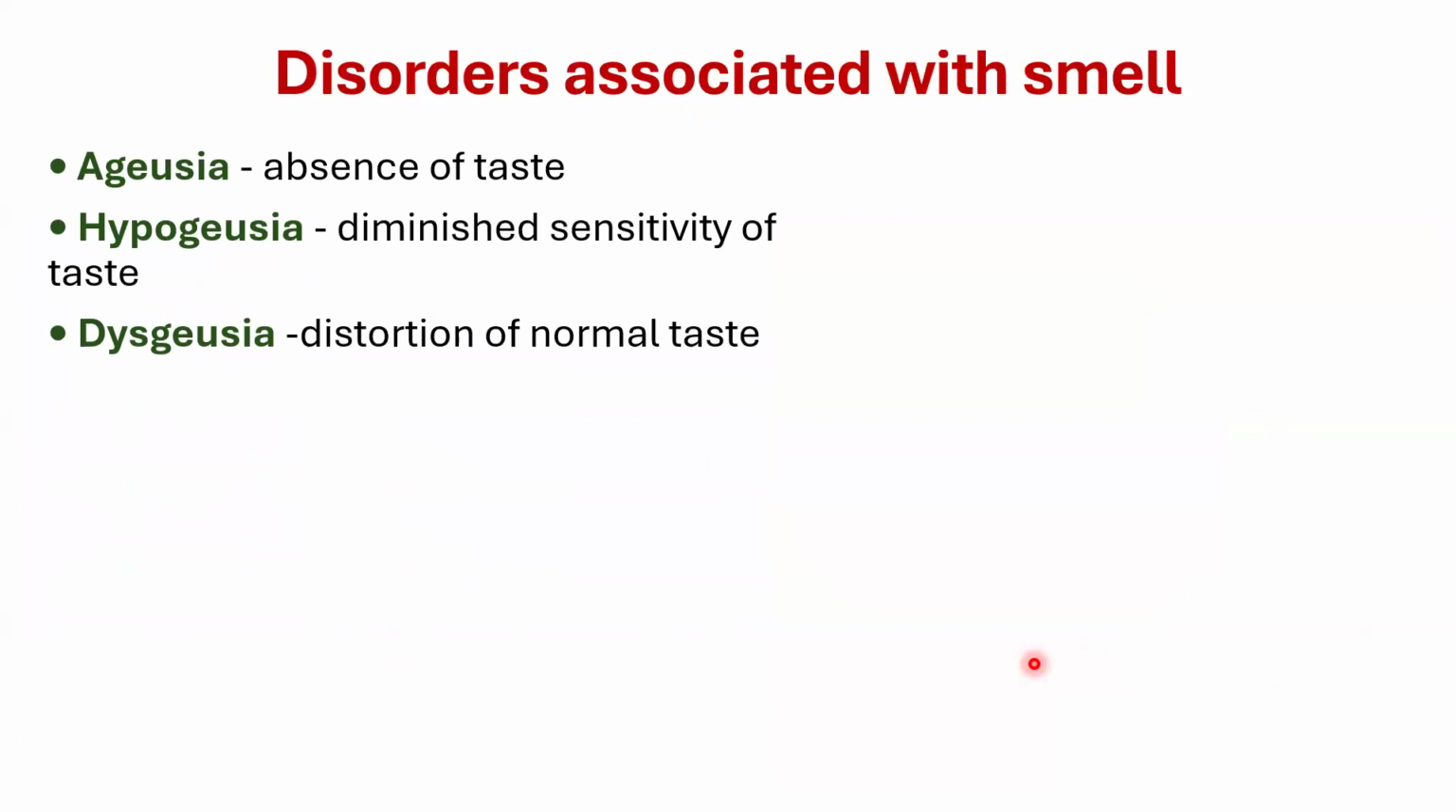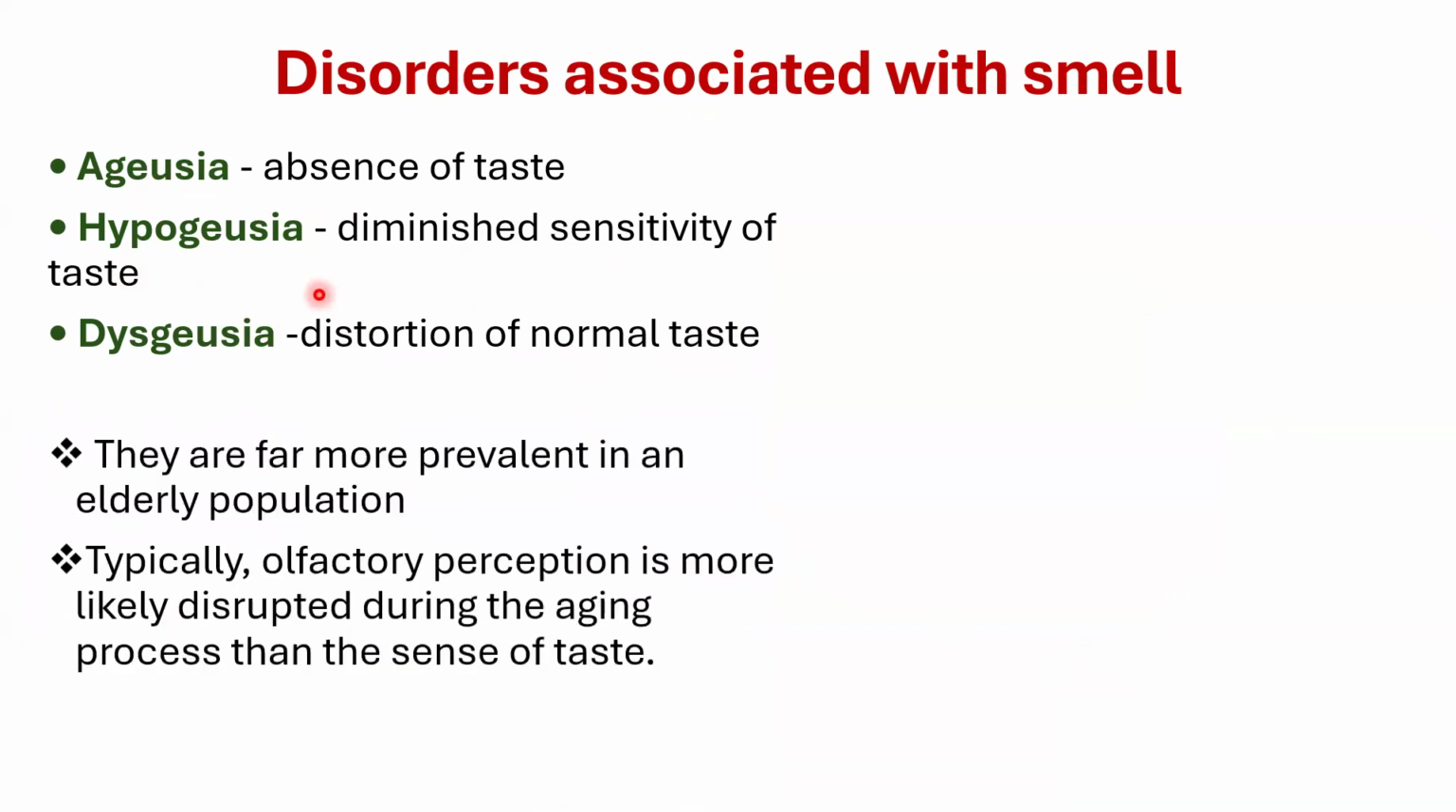So the disorders of taste are ageusia, which is complete absence of taste; hypogeusia, which is diminished sensitivity of taste; and dysgeusia, which is distortion of the normal taste. You have others which we won't cover today, but the point of appreciation is that ageusia is complete absence of taste sensation, hypo means less, diminished sensitivity of taste, and dysgeusia means something distorted, distortion of the normal taste.